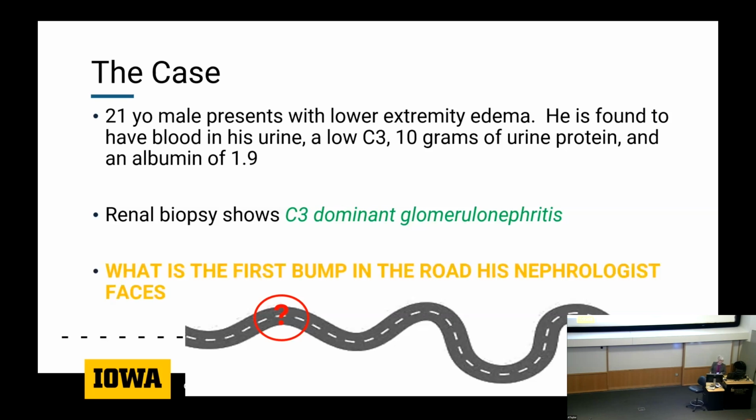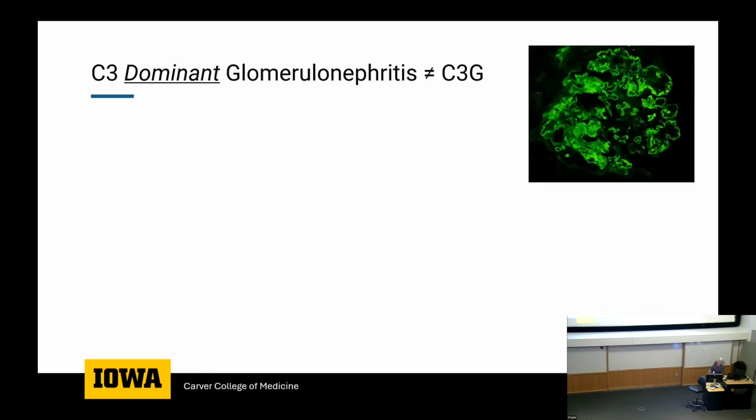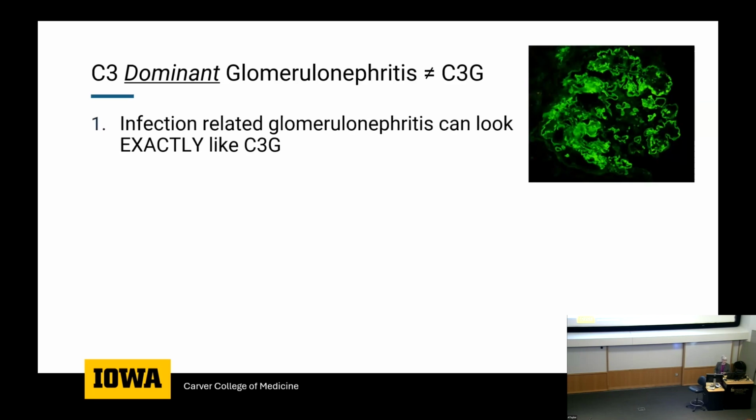And in fact, the very first question that I think should now pop into your mind, based on what Richard had mentioned to you earlier, is: is this C3 glomerulopathy, the disease, instead of just a histologic finding that the pathologist has discovered? So the first point, it's really easy to declare something as C3 dominant glomerulonephritis. And in fact, the point for this particular slide is that C3 dominant glomerulonephritis does not necessarily equal C3G.